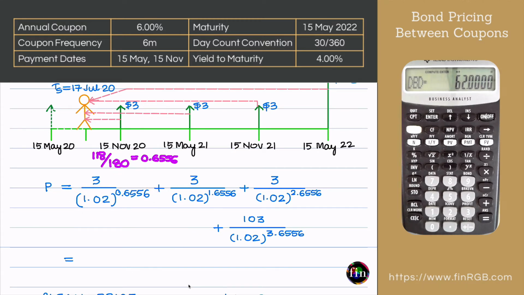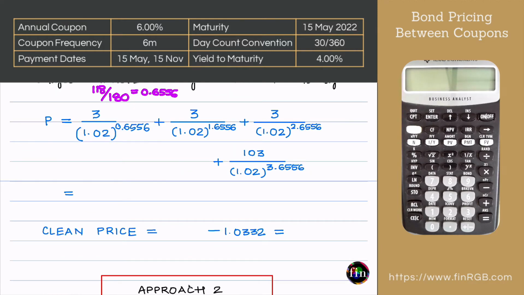So for the upcoming cash flow, the discount factor is 1 over 1.02 raised to the power 0.6556. For the next cash flow, the discount factor will be 1 over 1.02, this time raised to the power 0.6556 plus 1, so that's 1.6556. You can see this here, right? Then for the next cash flow, the exponent is 2.6556. For the last cash flow, which is 103, the exponent is 3.6556.